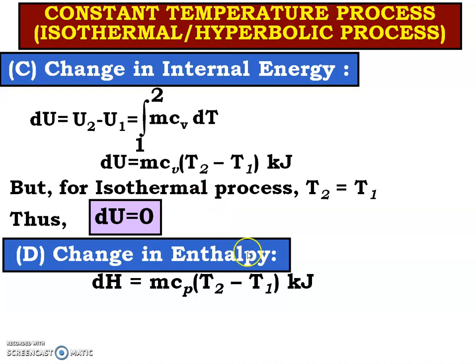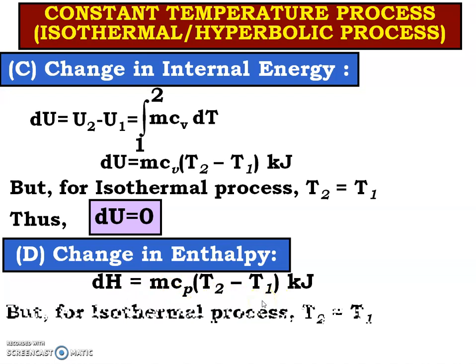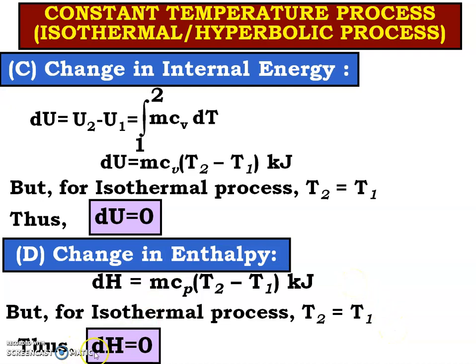Now change in enthalpy. Again the equation is delta H is equal to mCp delta T, that is T2 minus T1. Again here, as it is a constant temperature process, T2 is equal to T1, and due to that, delta H is equal to 0. What is the last?